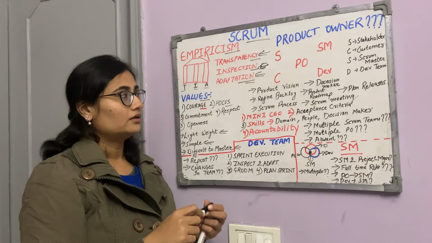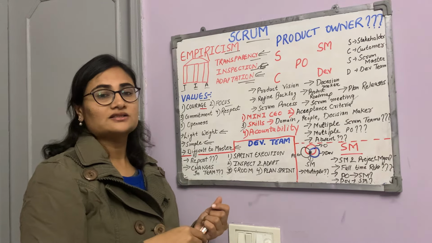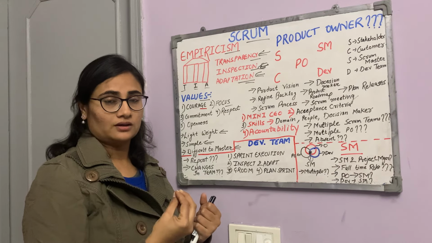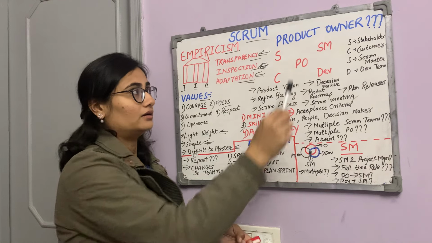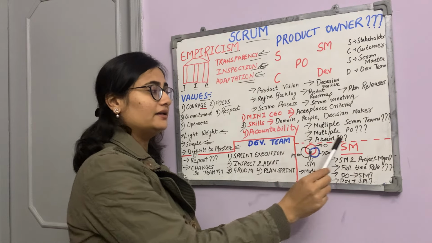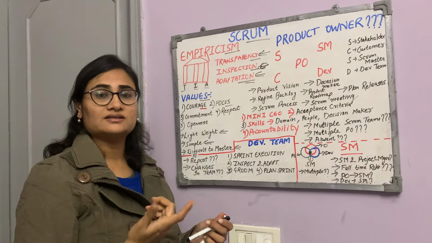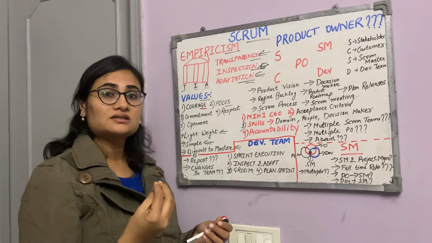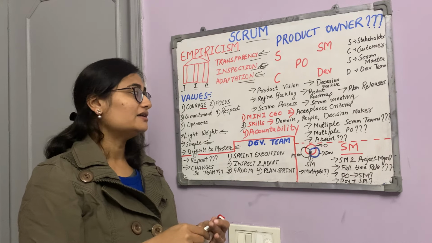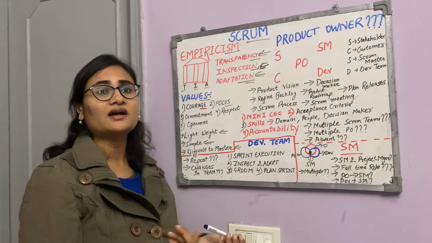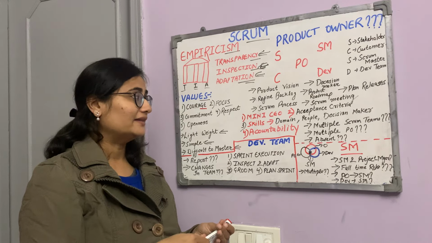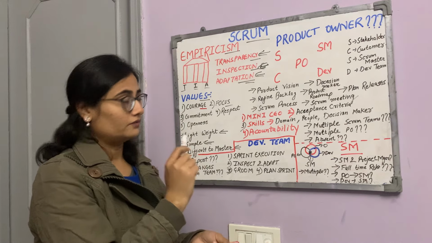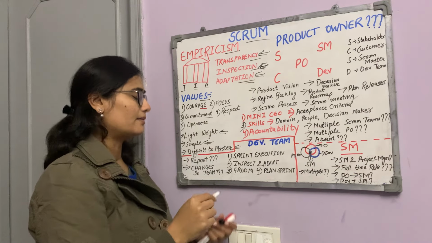Second is focus. As we have just discussed, the focus of the entire Scrum team is to achieve the sprint goal. Each role, product owner, development team, Scrum Master, has certain roles and responsibilities defined, and all of them need to focus on their roles and responsibilities so that they can achieve the goal of that sprint. And that is why focus is a very important principle of Scrum.